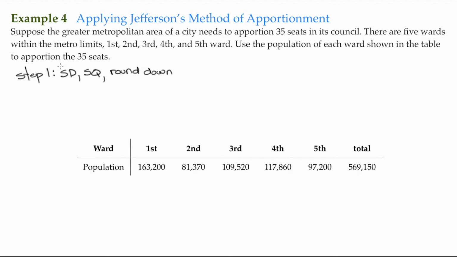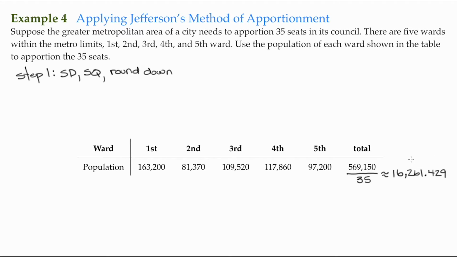We're going to find our standard divisor. That is the total population divided by the number of seats. So the total population is right here, 569,150, and we're going to divide that by the 35 seats. 569,150 divided by 35 is approximately 16,261.429. And 3 decimals is pretty much plenty for a problem like this.